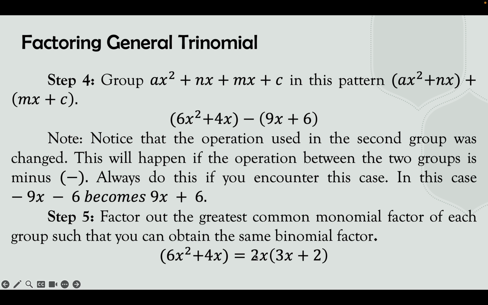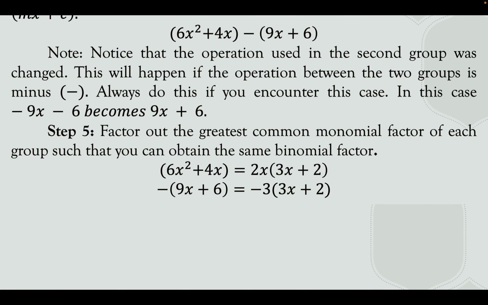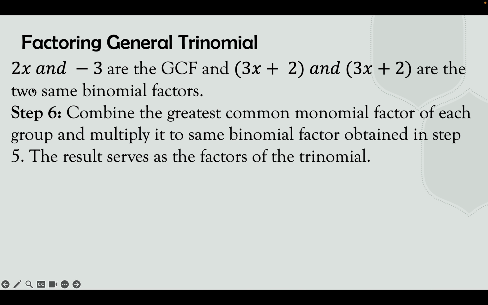Step number 5, we need to factor out the greatest common monomial factor of each group such that you can obtain the same binomial factor. So for 6x squared plus 4x, their greatest common monomial factor is 2x, and their other factor is 3x plus 2. And for negative 9x plus 6, their GCMF is negative 3, and your other factor is 3x plus 2. Now, you look at this one. Now, 2x and negative 3 are the GCF, right? Or the GCMF. And the other factors, 3x plus 2 and 3x plus 2, are the same binomial factors.